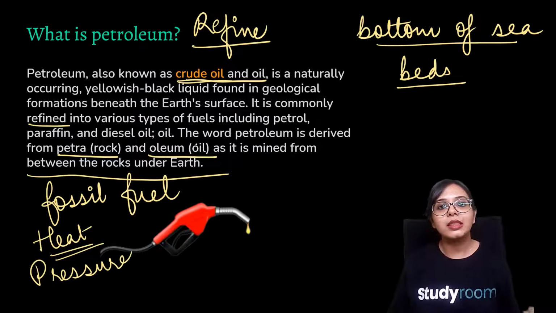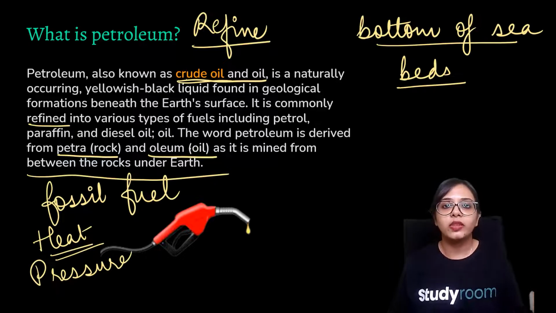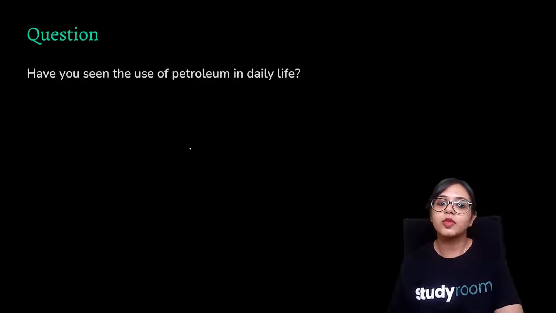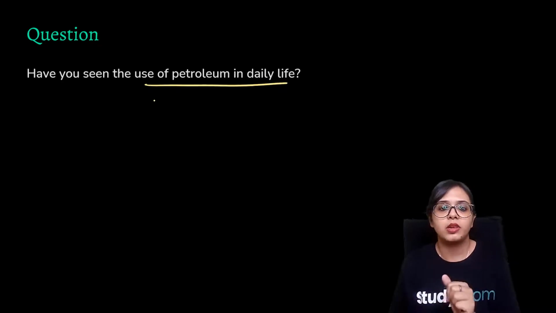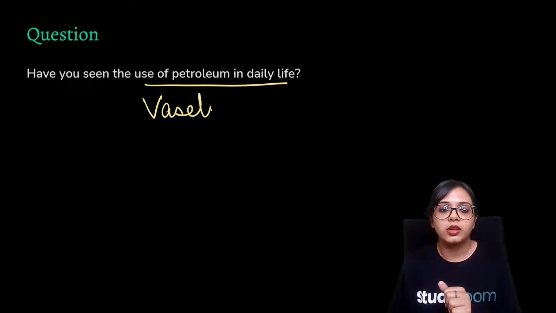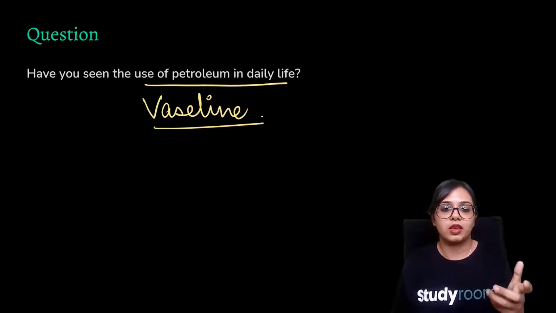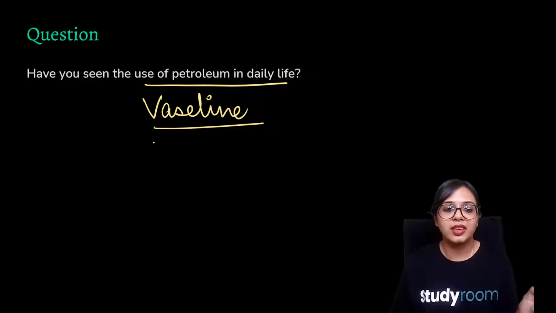And then these different products are further processed so that they can be used to achieve our desired products. Have you seen the use of petroleum in daily life? Yes. The most common example is Vaseline. If you happen to come across a Vaseline product, there is written over there petroleum jelly.